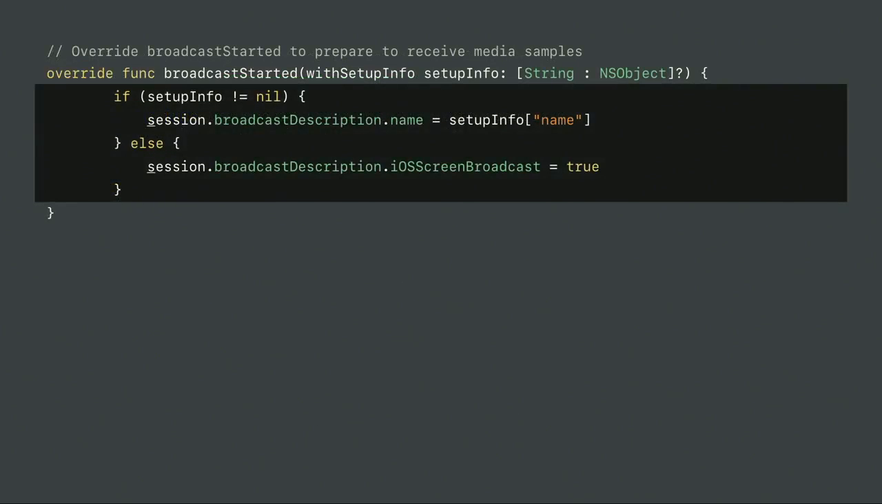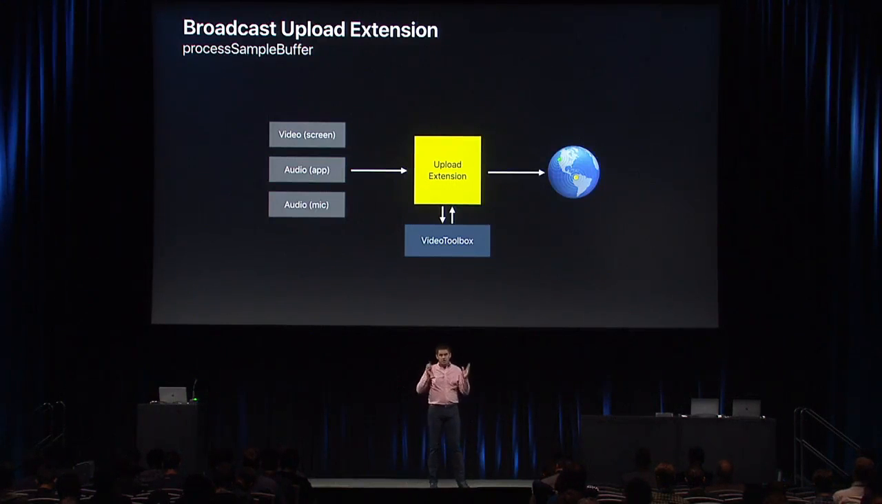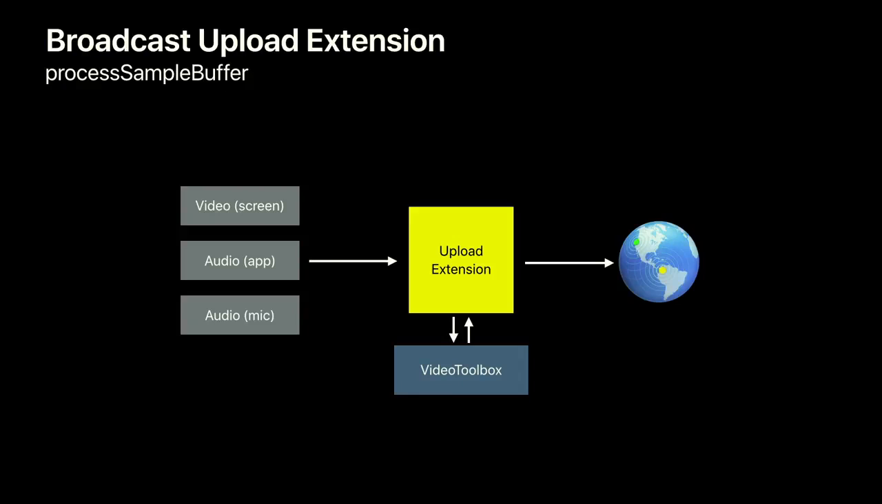So when the broadcast starts, ReplayKit notifies the extension that it will begin providing it with media samples. And ReplayKit uses the function called broadcast started with setup info for this. And here's a code example that shows that you do receive the setup info as an argument of that function. And you could extract, say, the name of the broadcast from the dictionary and pass it to the broadcast session. Or in case the broadcast has started from the control center, you could just let the session know about this fact.